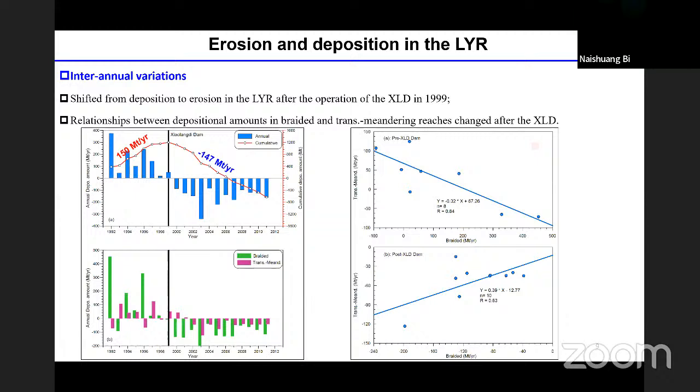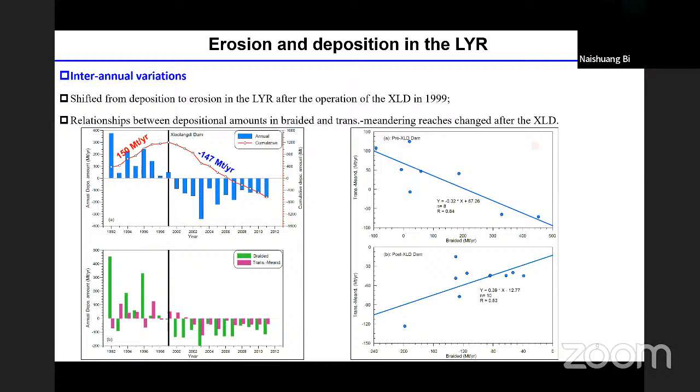This is the braided reach. Because there is no significant difference in the erosion and deposition values between the transitional and meandering reaches, we combine these two reaches as one reach. So here you can see that the entire reach of the Lower Yellow River has changed from deposition to erosion after the operation of the Xiaolangdi Reservoir. Before the Xiaolangdi Reservoir, there is a significant negative correlation.